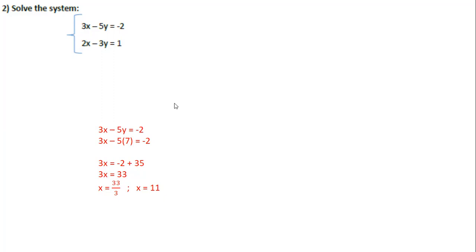It's easier to get rid of x. Why? Because we have 3 and 2. So let's get rid of x. To get rid of x, Alex, the coefficients of x should be opposites. So if I have 3 and 2, how can I make them opposites, Alex? 3 should become how much? It should become 2 and -2.